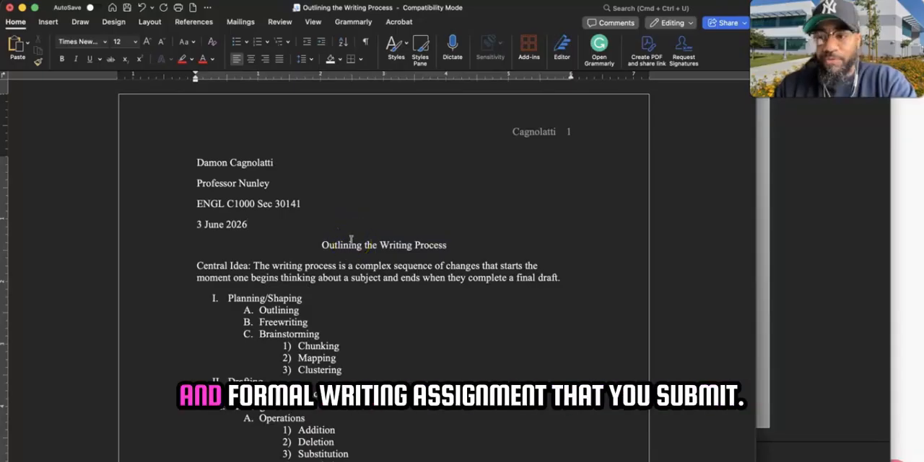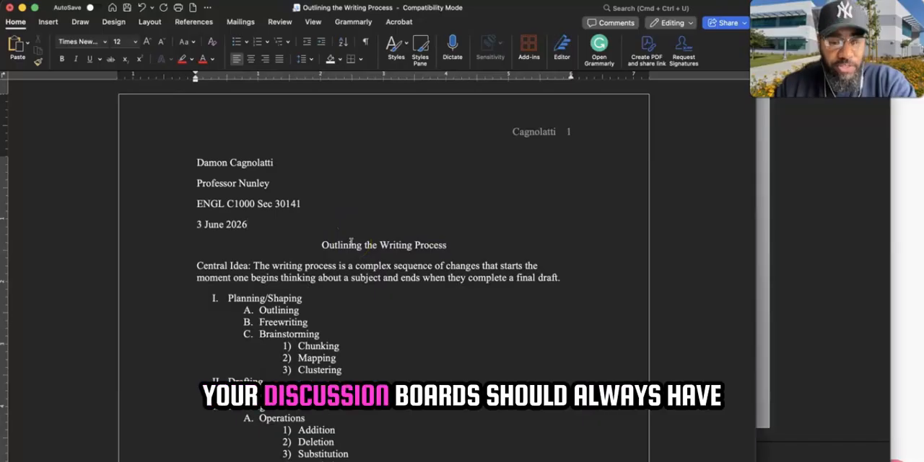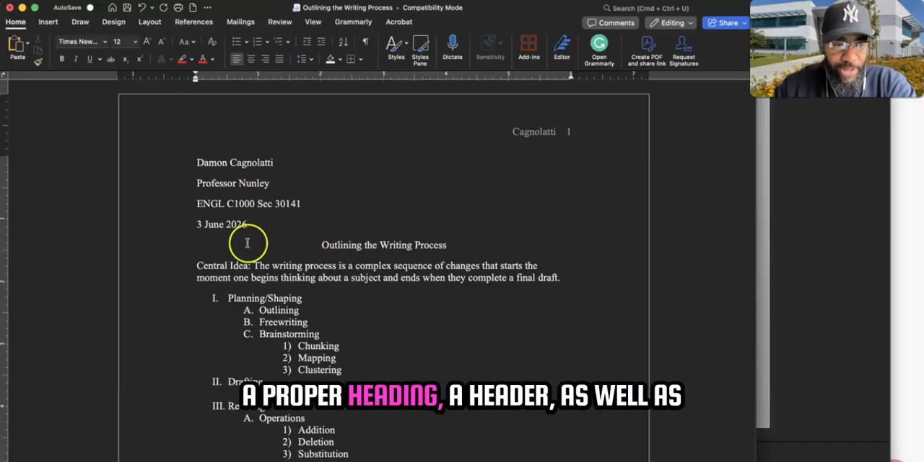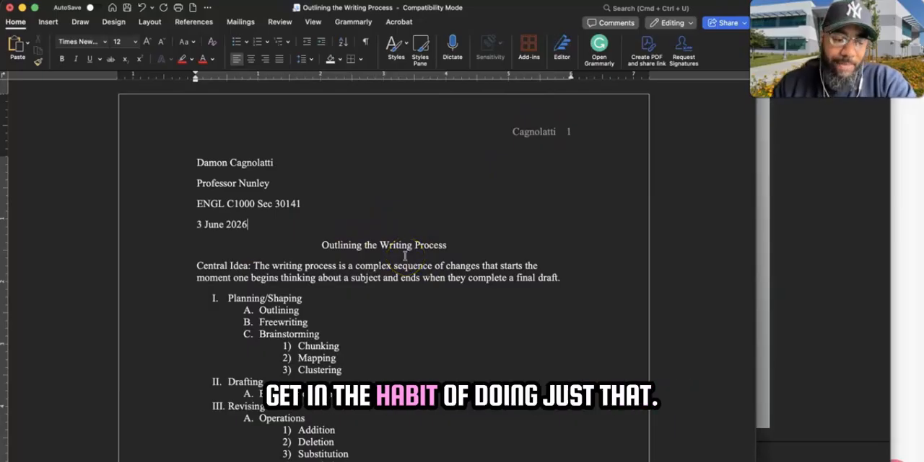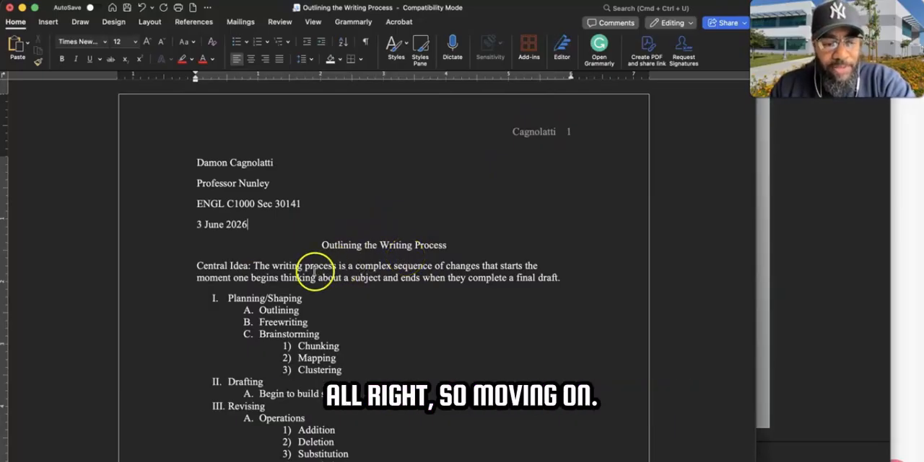And then, of course, yes, you need an outline for every single paper that you do. Every informal and formal writing assignment that you submit, your discussion boards, should always have a proper heading, a header, as well as an actual title too. No exceptions. Get in the habit of doing just that.